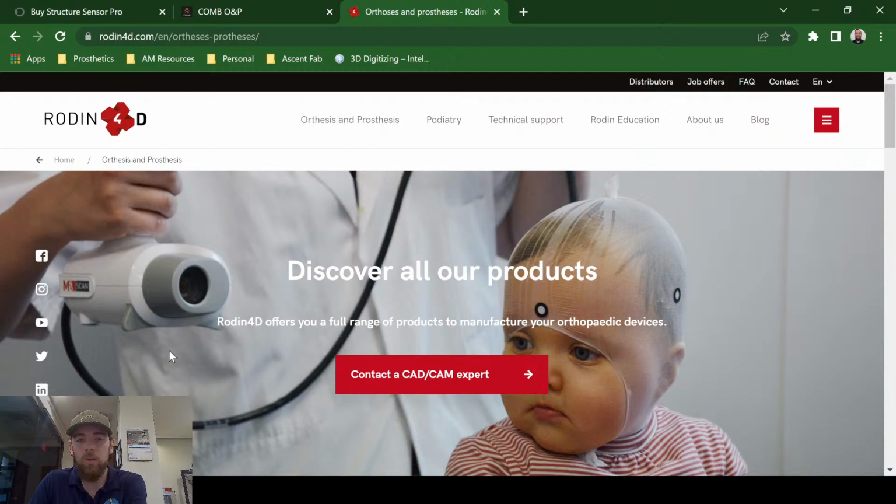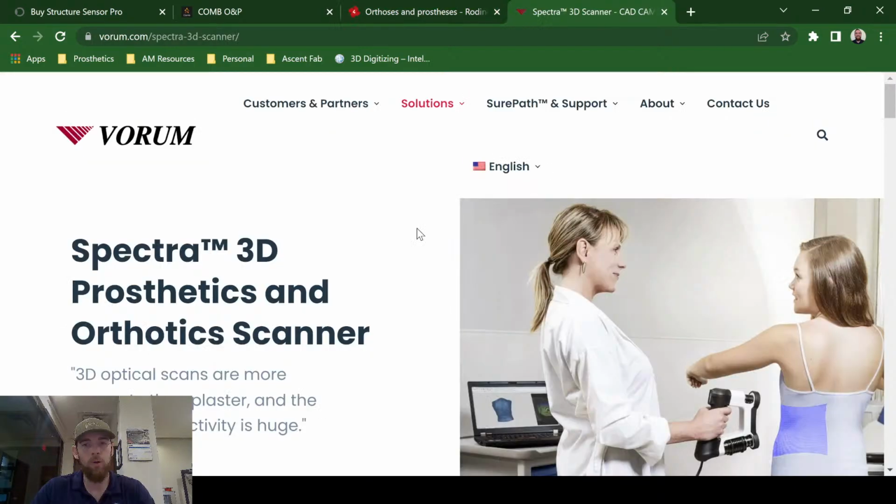So the higher end 3D scanners such as this from Rodin 4D or Vorum as well, these are going to be the higher end in financial value for the scanner. But in some cases, maybe you would argue that they're slightly more accurate than something like Comb. Honestly, for the applications that we have, the Comb app is extremely detailed to the degree of what we need for prosthetics and orthotics. So again, just some different options here for 3D scanning capabilities.